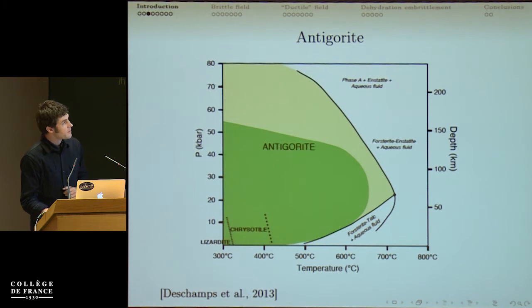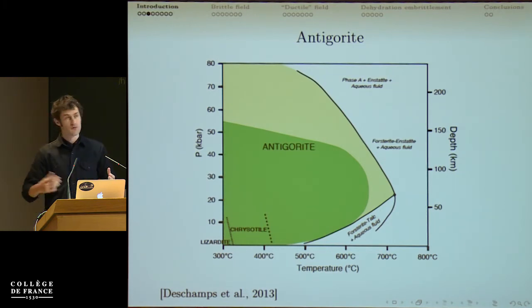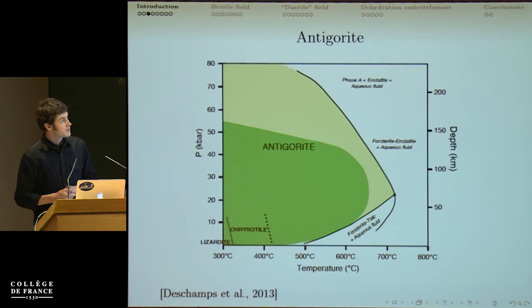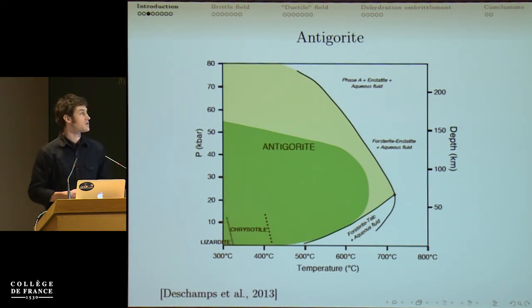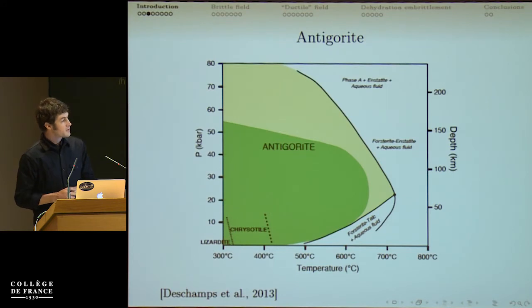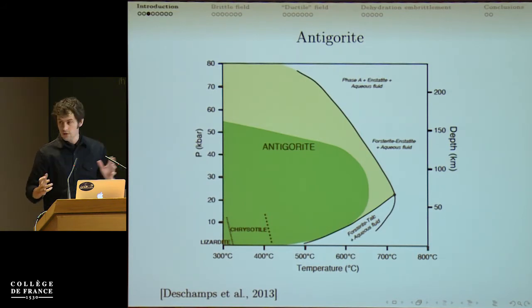I've just spoken about lizardite first because it's the low-pressure form, but most of the subducting slab is actually at high pressure, and this is where antigorite is the stable form of these minerals. So it's quite a large stability field. It extends to 600 degrees Celsius in temperature, give or take, and goes to 5 GPa or so. So most of the serpentinites we talk about in deep subduction zones are actually antigorite.